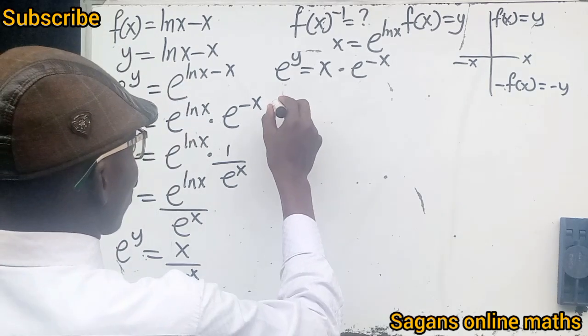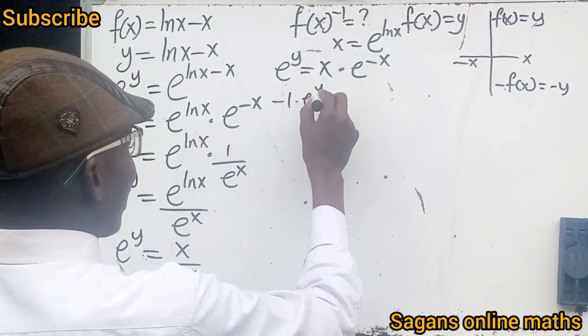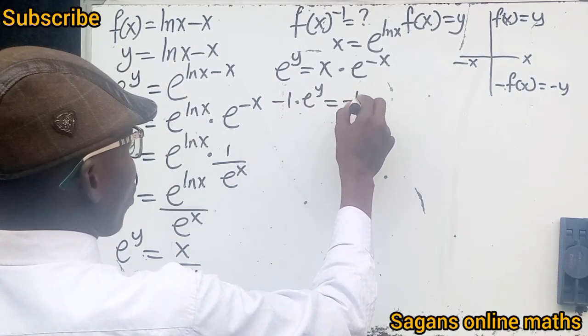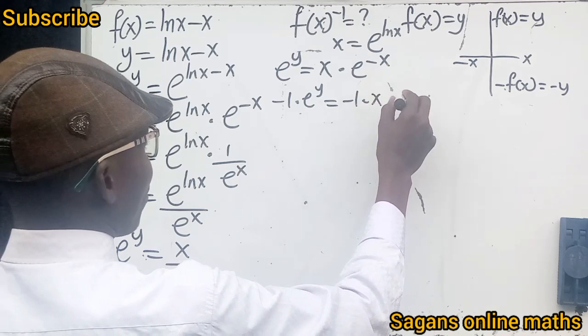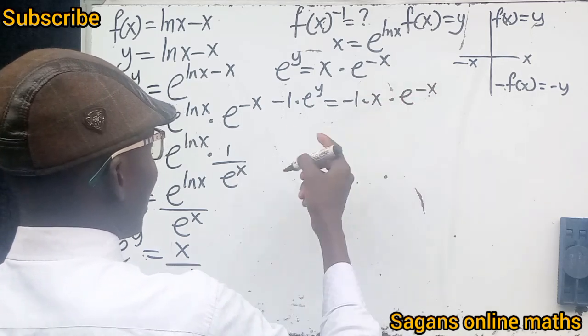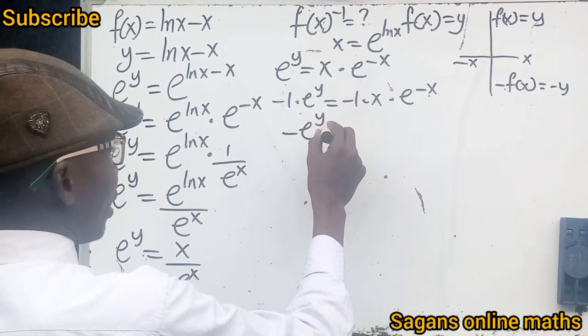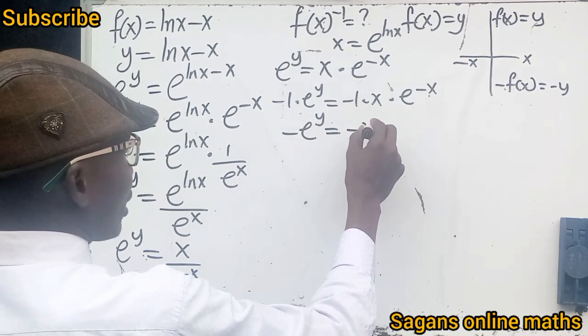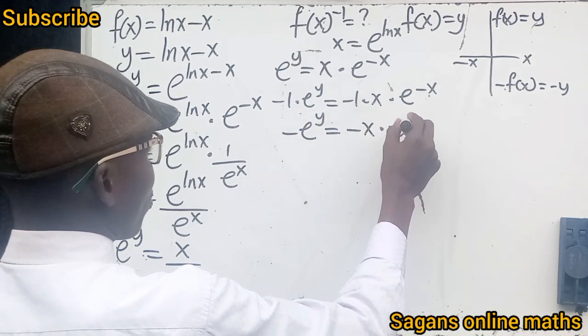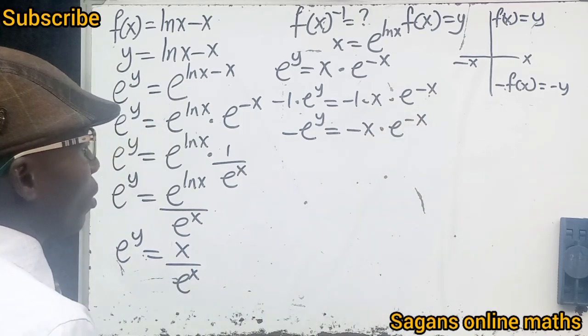So that means minus 1 multiplied by e raised to the power of y equals minus 1 multiplied by x, then multiplied by e raised to the power of minus x. And minus 1 times this will give us minus e raised to the power of y, equals minus x multiplied by e raised to the power of minus x. Wow, that's good.